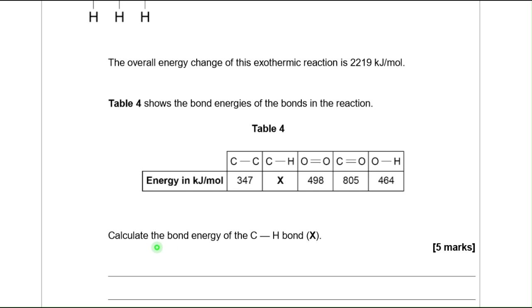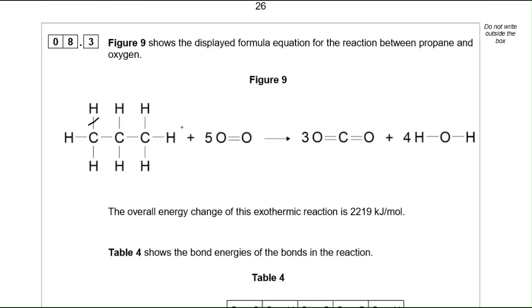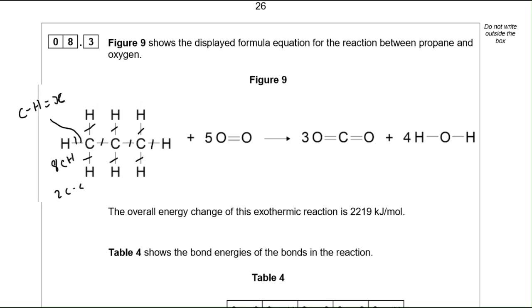Calculate the bond energy of the CH bond X shown in the table there. And this is a 5-mark question. So the bonds on the left-hand side, the reactant bonds, we have to count them because we need to know how many there are. So we just go through and tick each one and add it up, and we can see that there are 8 CH bonds, okay? And these are the bonds known as X.